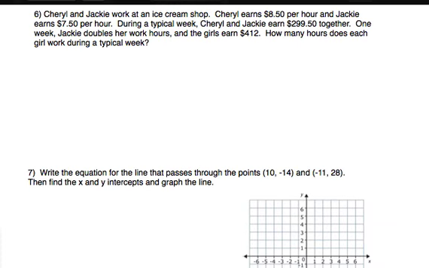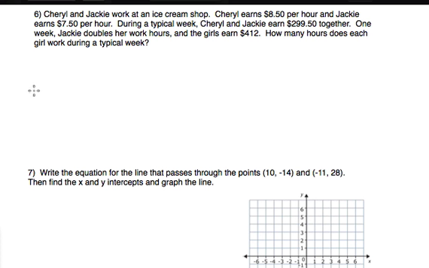Number 6. Cheryl and Jackie work at an ice cream shop. Cheryl earns $8.50 per hour and Jackie earns $7.50 per hour. During a typical week, Cheryl and Jackie earn $299.50 together. One week, Jackie doubles her work hours and the girls earn $412. How many hours does each girl work during a typical week?